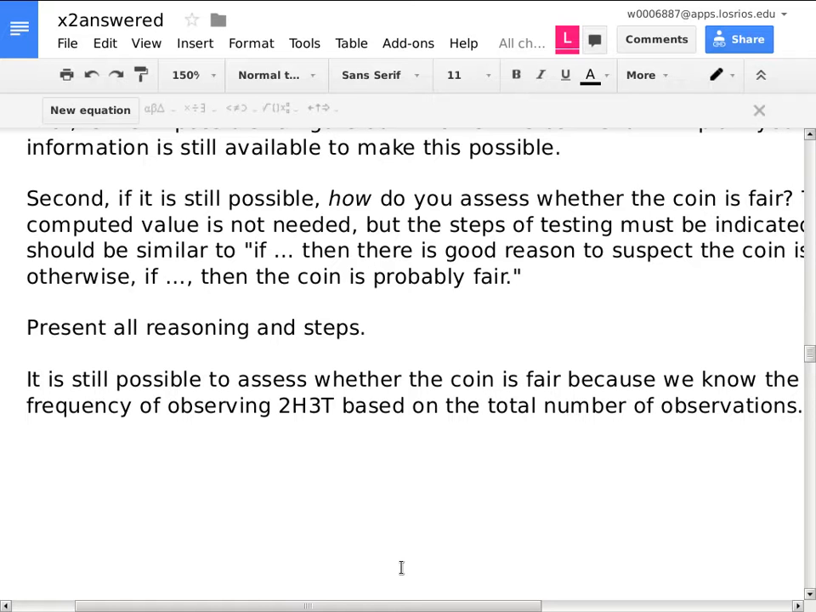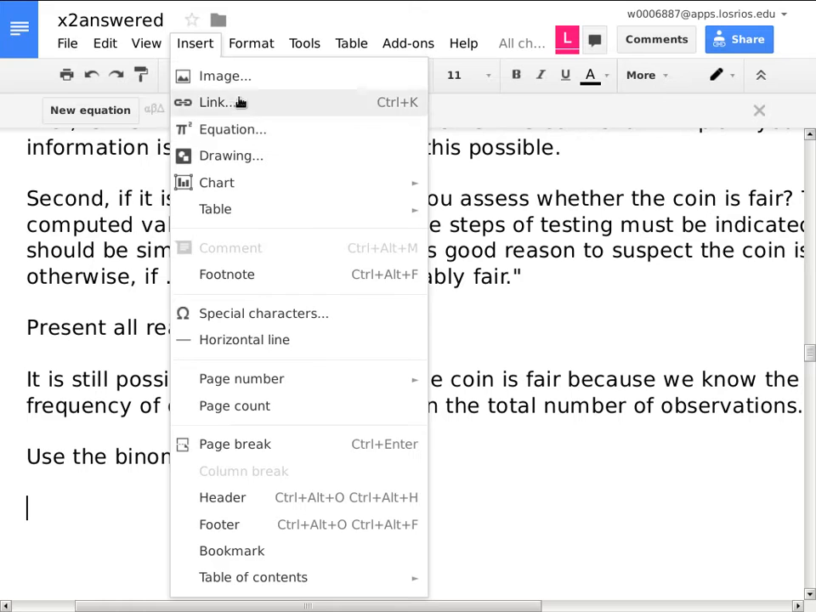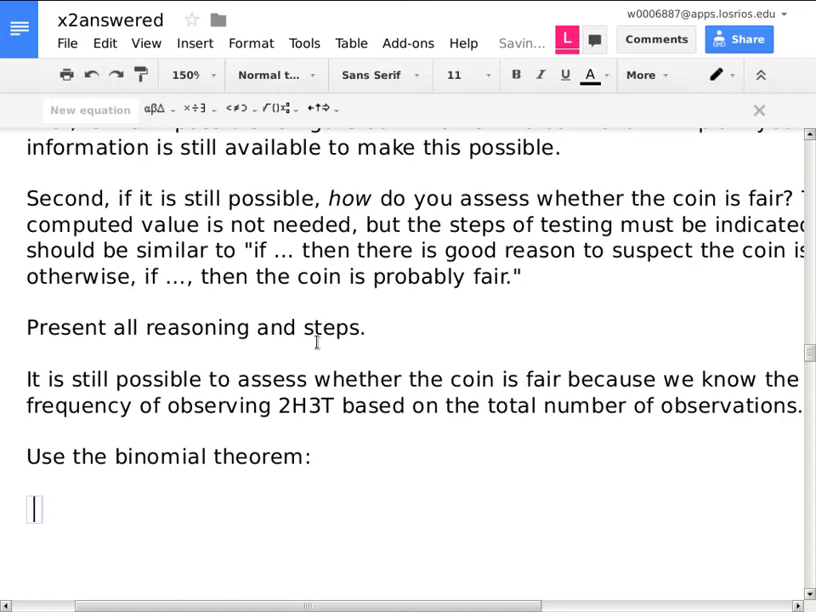By using the binomial theorem, okay, very good. So let's say we use the binomial theorem. What is the binomial theorem telling you? So what it's telling you is something like this. Let me insert the equation. In this case, P is the probability of observing a head, Q is the probability of observing a tail. We kind of use this term in class as well.